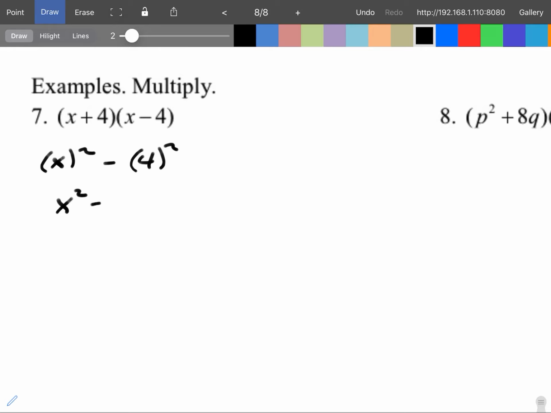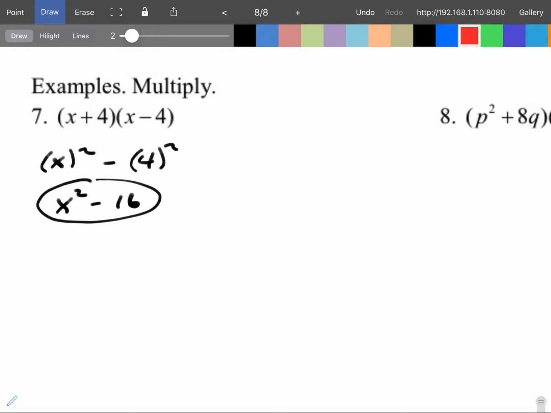So for this one, you should get x squared minus, what's 4 squared? 8. No, 4 times 4. 16, yeah, times itself. So you get x squared minus 16. Do you like that shortcut? Beautiful. That's beautiful. Because the middle term canceled out, right?